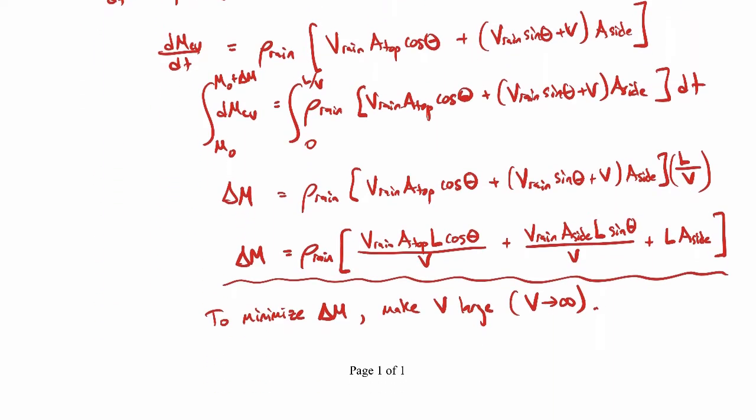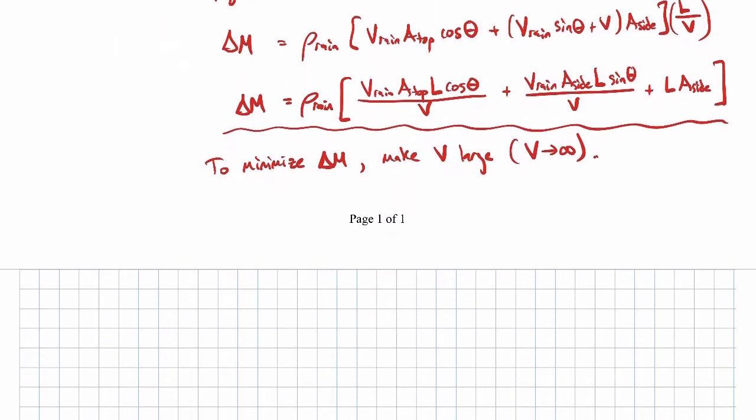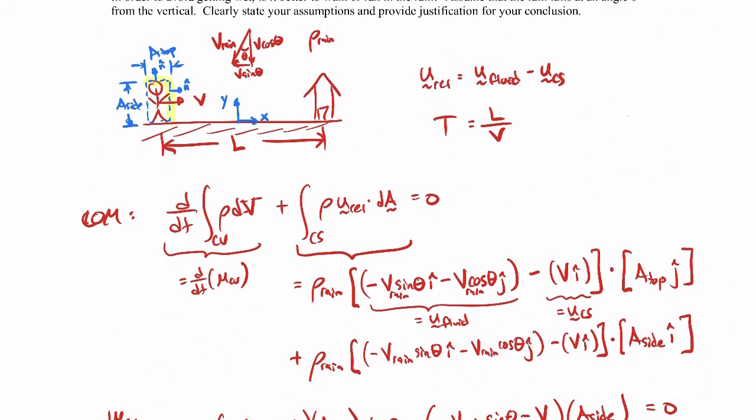Okay? But it's interesting, if you look at this, there's a constant value here. Even if you go at infinite speed, you still are going to get a particular amount of rain. In fact, let's write that out. So in the limit, delta M as v goes to infinity, what you're left with is density of rain times L times A side. There's a certain mass of rain that's going to accumulate on you. And what this term is here, the L times A side, that's actually the volume that you carve out as you travel this distance.